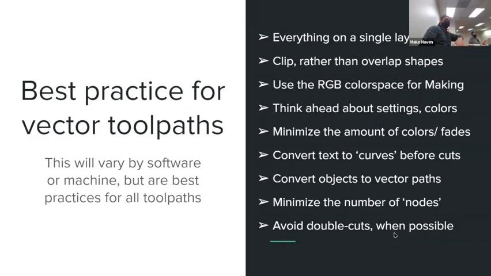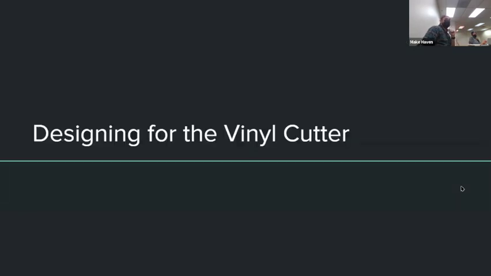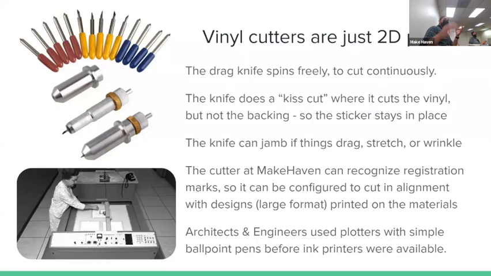But these are a list of things that I would reference if you're looking at what to do and what to avoid. So how do you design for the vinyl cutter? Essentially, the first thing is just to understand what they are. They're just 2D plotters. They're knives that spin freely right here, down in this little tiny knife. These are the shank of the knife, and then there's a little drag knife right down there. They just swivel around freely inside these housings, and they just move around however you want. It's trying to do a kiss cut, so it cuts through the vinyl, but not the backing, and you want to keep it from dragging.